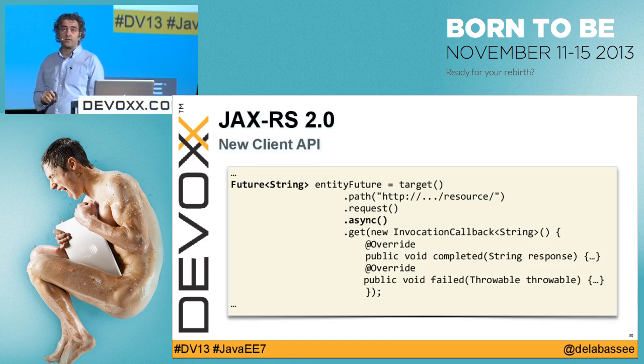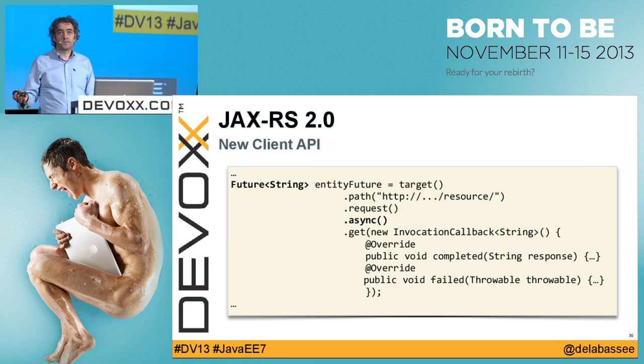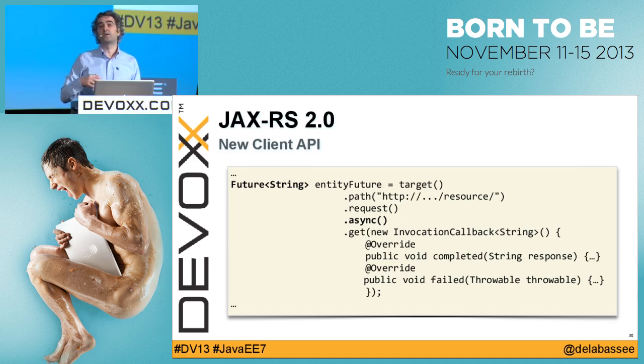In JAX-RS 2, we have also added asynchronous capability. So if you wanted to do an asynchronous client invocation, you just have to invoke the async method, and that's all it takes. In return, you get a future string object that you can use to later see if your request was completed, if there has been an issue, or get the result of the request. Now, what you can also do optionally, as shown on that slide, is define callbacks. Callbacks will be invoked whenever the request is completed or whenever the request failed.